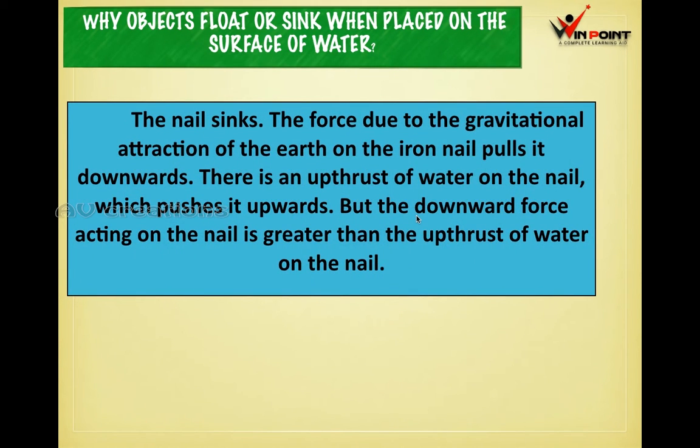The nail sinks. The force due to gravitational attraction of the earth on the nail pulls it downwards. There is an upthrust of water on the nail. So the nail is sinking because of gravitational force. But we need to think that the nail is also experiencing an upthrust. But this upthrust is less than the gravitational force.